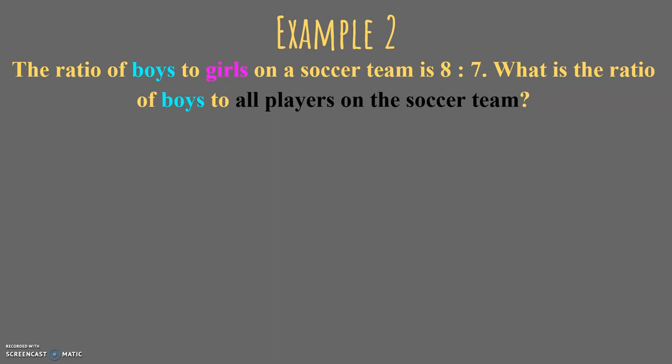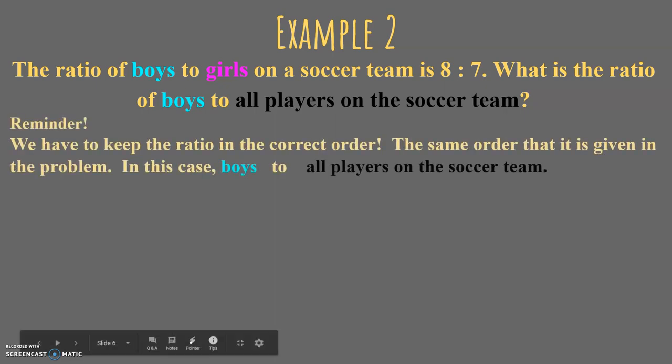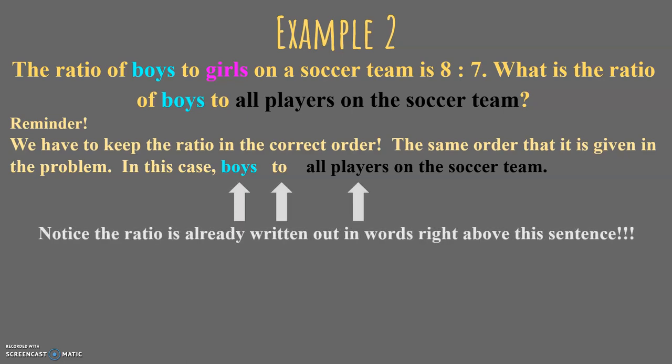So, hang on. We have to keep the ratio in the correct order. This is something really important. The same order that is given in the problem, in this case, boys to all players on the soccer team. The ratio is already written out in words right above this sentence. Boys to all players. Boys to total.